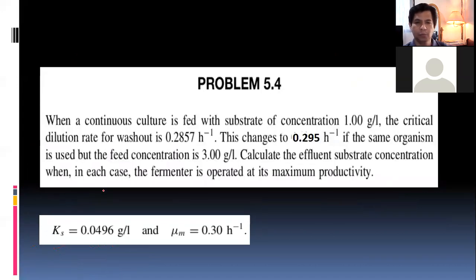Okay? I think this would be the last problem for today. Tapos I'm going to leave you with an exercise. So yung ating midterm hanggang dito, ano? Hanggang dito sa problem na to.